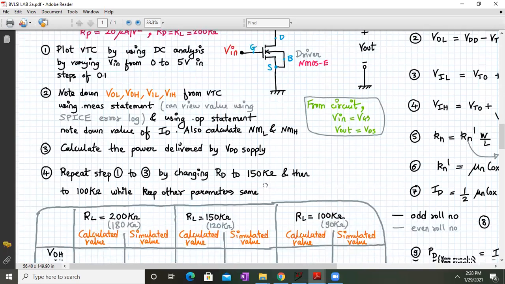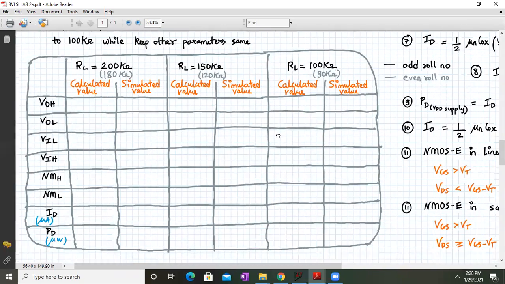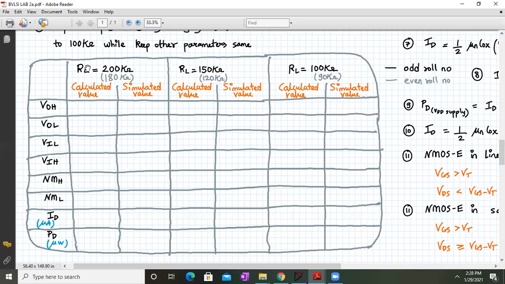And you have to prepare this table. It's a huge table. Different values of RL are given. Odd roll numbers can take these values of RL: 200 kilo ohm, 150 kilo ohm, and 100 kilo ohm. Even roll numbers can take 180, 120, and 90 kilo ohm correspondingly.